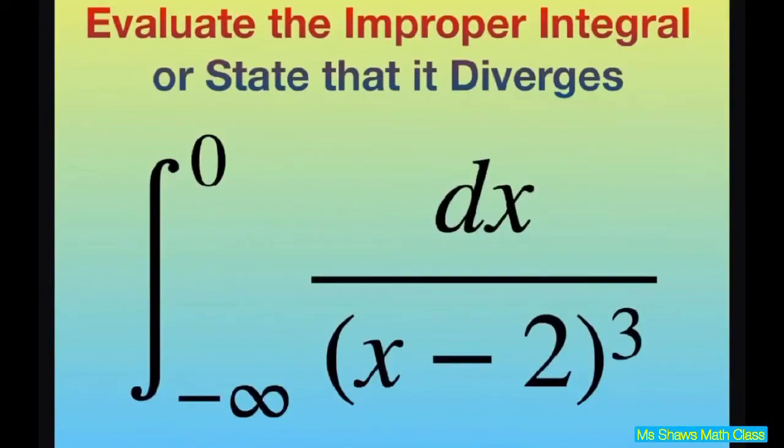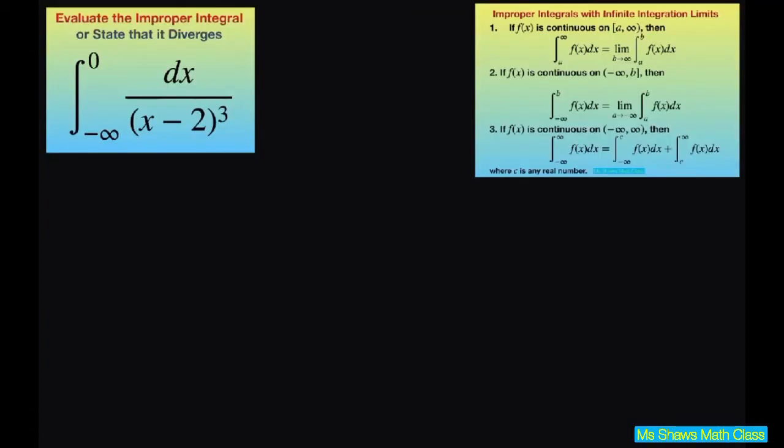Hi everyone, we're going to evaluate the improper integral. It's improper because one of our limits, namely our lower limit, is infinity. Ours is negative infinity, and we have dx divided by (x - 2) cubed. So we're going from negative infinity to 0.